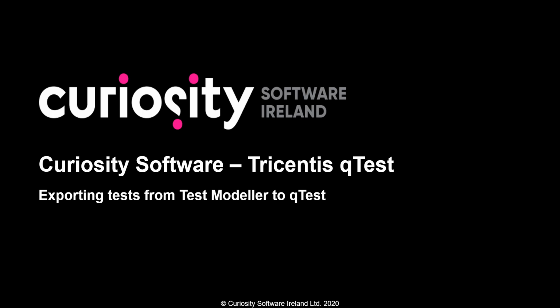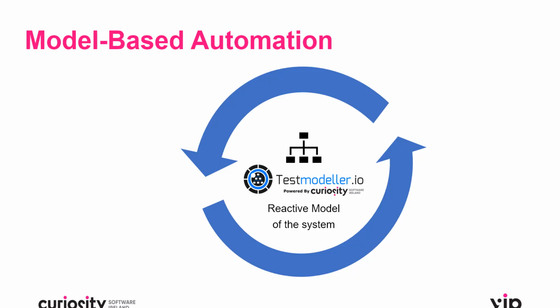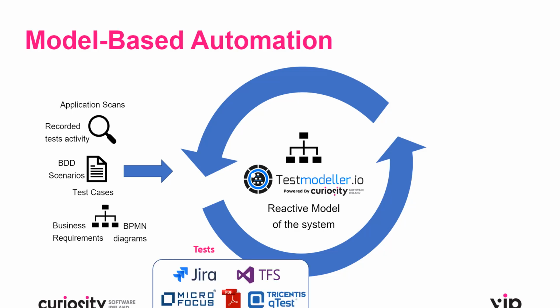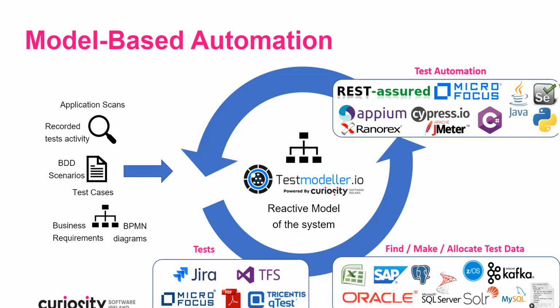In this video we'll be looking at how we can integrate Tricentis qTest with Curiosity software to export tests from Test Modeler into qTest. In this demo we'll be looking at Test Modeler, which is a tool for model-based testing. Test Modeler has many accelerators for building models and getting started, one of them including importing manual tests. Once you have a model, you can export tests out to many test case management tools, including Tricentis qTest. You can link up test data, and you can also link up and generate automation in many different automation frameworks.